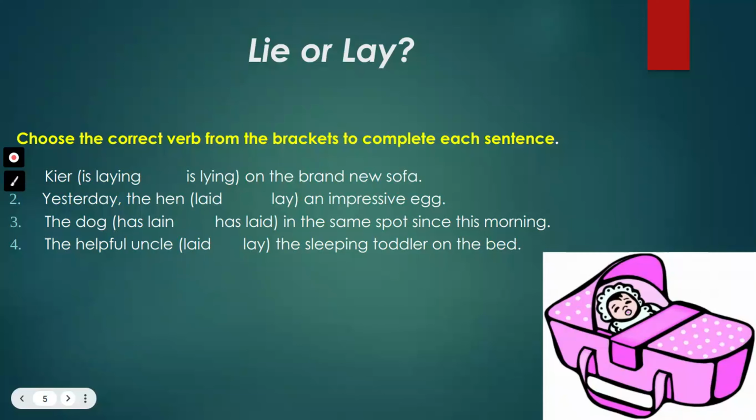And then number four, the helpful uncle laid or lay the sleeping toddler on the bed. So again, what we need here is the verb to lay, as in to put down. Now, what is the simple past tense of that verb? Yes, you are correct. It is laid. So therefore, the helpful uncle laid the sleeping toddler on the bed.